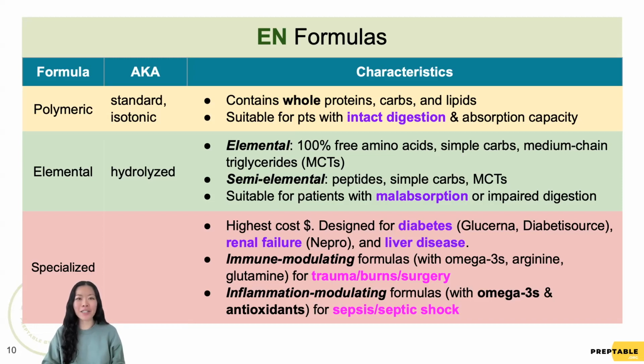Lastly, specialized formulas. They are designed for specific medical conditions like diabetes, renal failure, or liver disease. On top of that, we have immune modulating formulas with omega 3s, arginine, glutamine for trauma patients. We also have inflammation modulating formulas with omega 3s and antioxidants for sepsis. Just from their names, you should know that these specialized formulas are the most expensive formulas. So they're only implemented in patients with specialized needs.